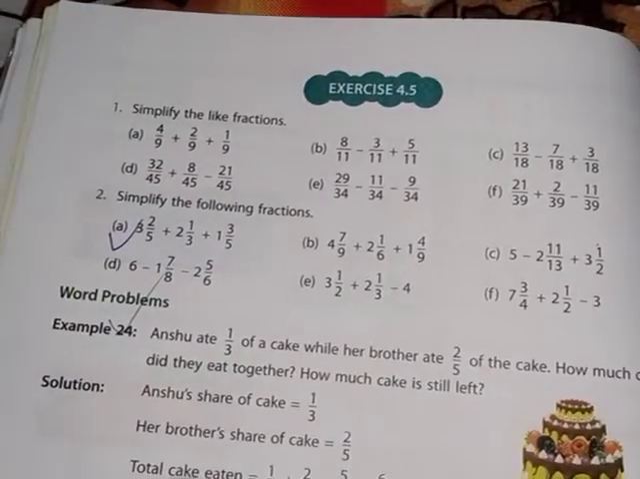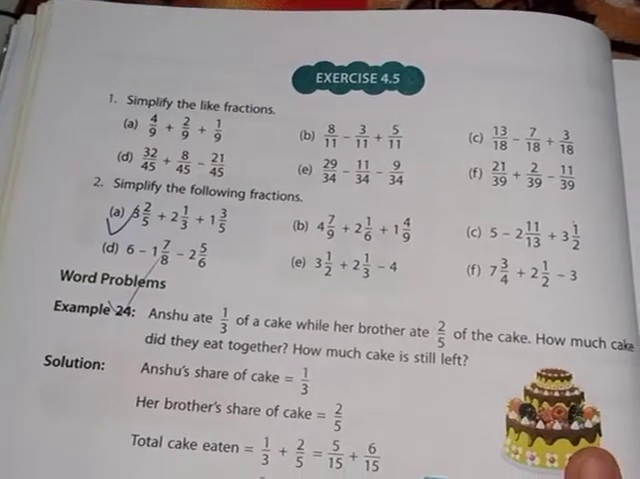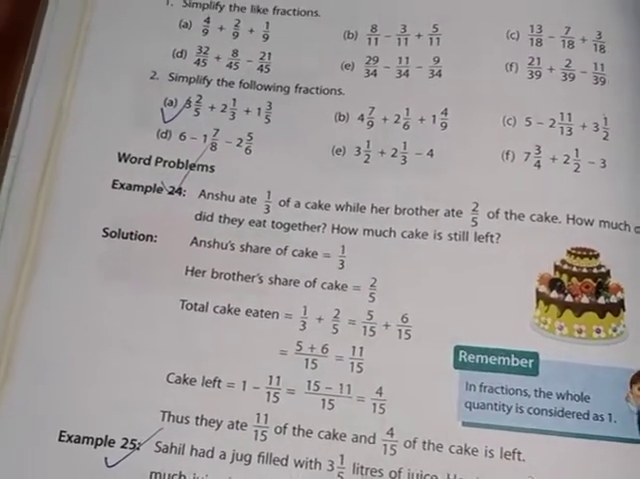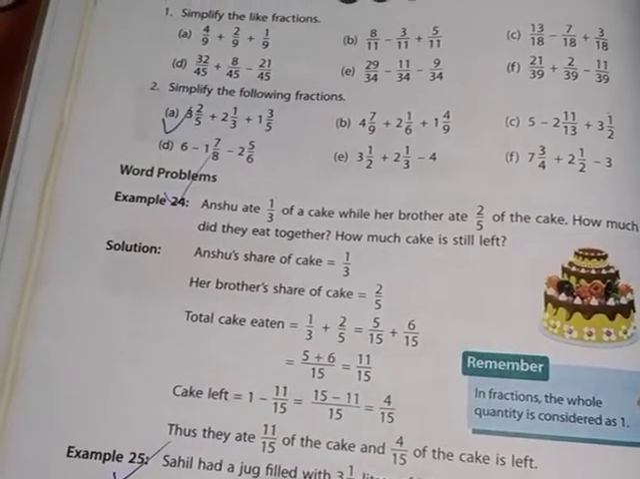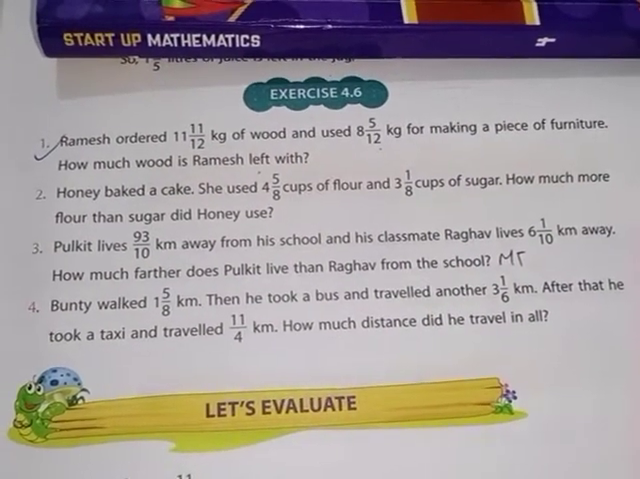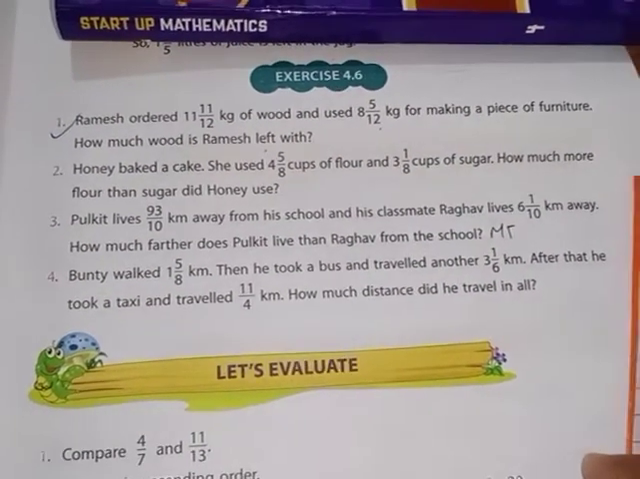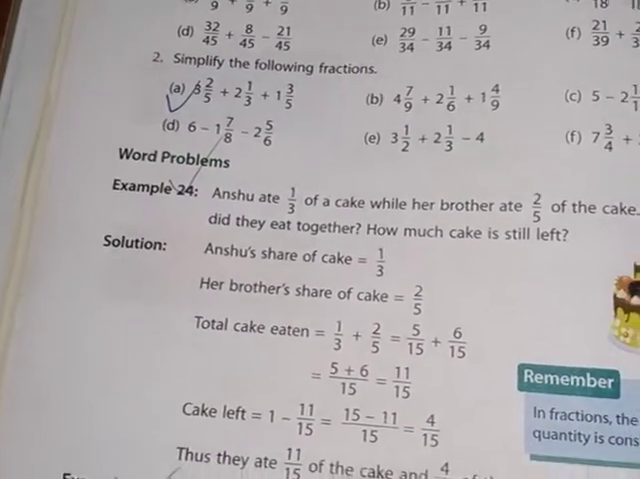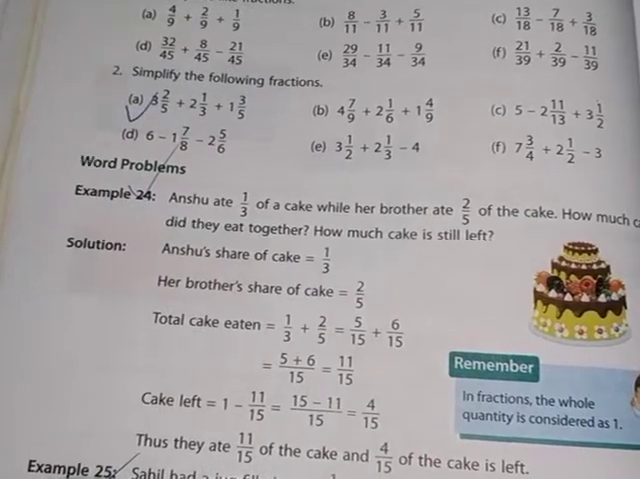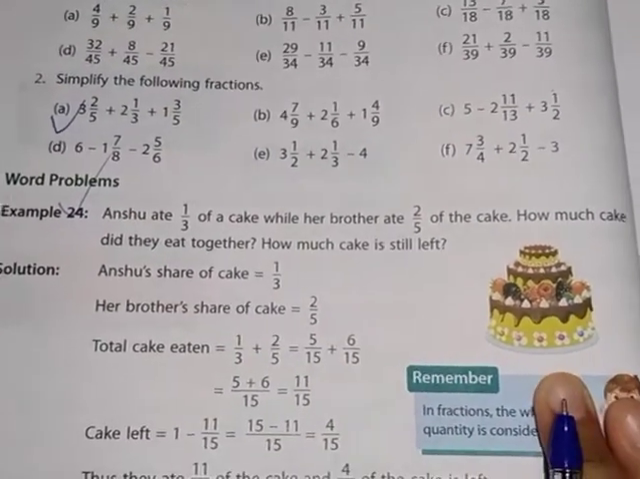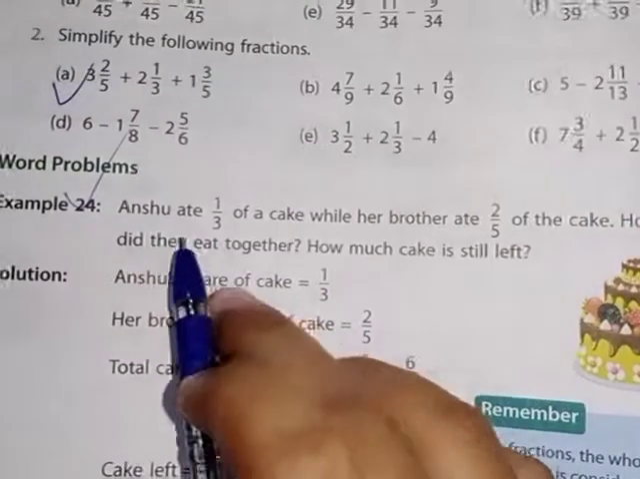Yesterday we completed exercise 4.5, all the simplification. Now we will move forward to word problems based on addition and subtraction of fractions. So here exercise 4.6, all these questions I will only explain, and before that the example. If you see example 24, this example is a little bit different from the rest of the questions which we are going to do in exercise 4.6. Pay attention to this very carefully.